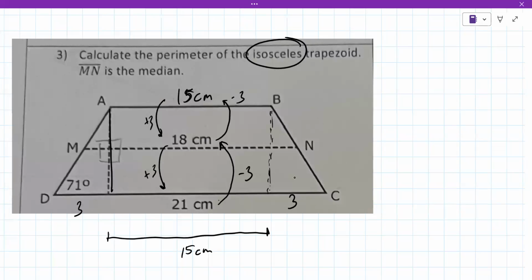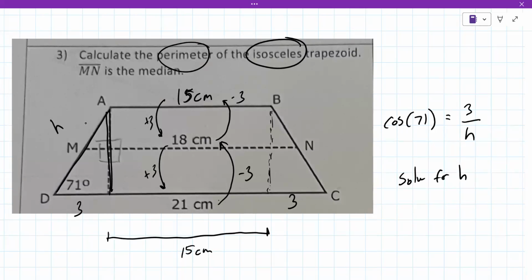That allows you to find the height, which you actually don't need because you're trying to find the perimeter, or the hypotenuse. Okay, so here it's the cosine of 71. The reason it's cosine of 71 is you have the adjacent and then you want the hypotenuse. That's 3 over h. And then you have to solve for h here. So let me know if any questions on that, but I think you can handle that. Once you get h, you double it, you add the other two, and you get the perimeter in this case.